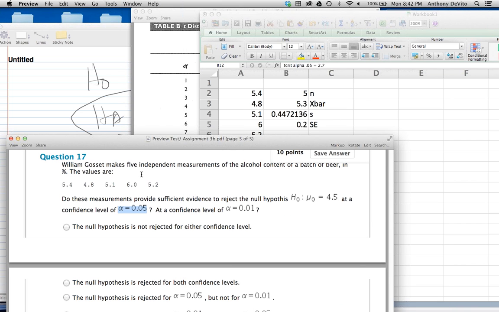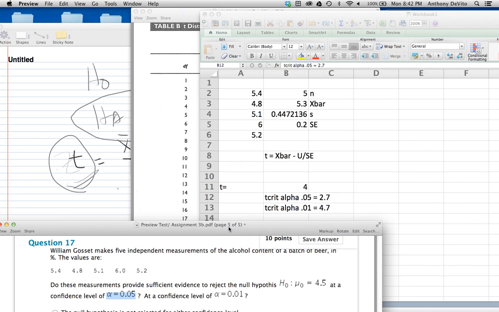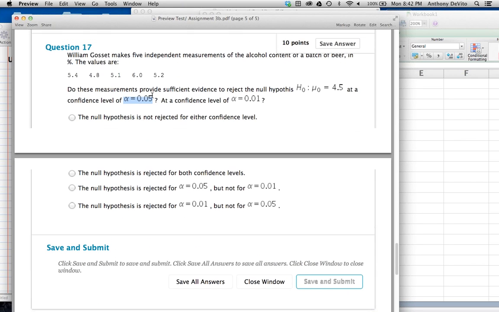So for the first question, I can reject the null hypothesis because at level 0.05, alpha 0.05, my T calculation exceeded my T critical for that 0.05. But I can't reject the null hypothesis for alpha equal to 0.01. How did I know that it was double-sided? Let's see.